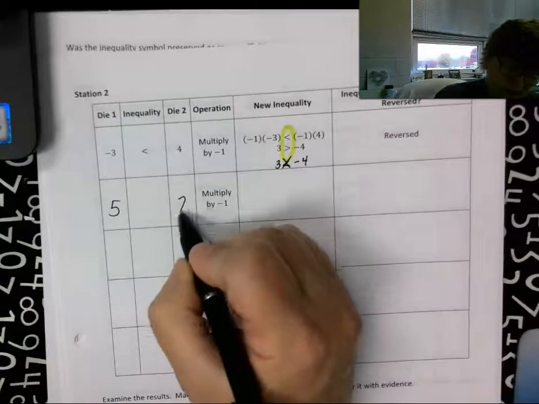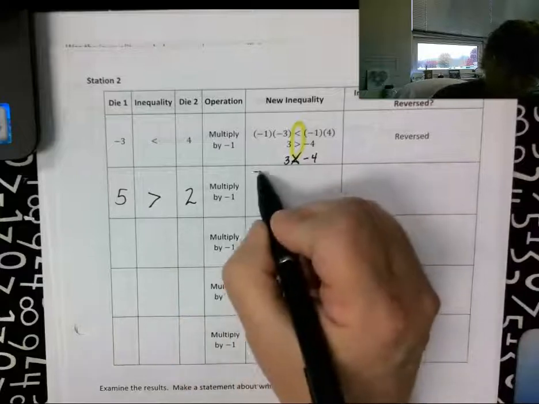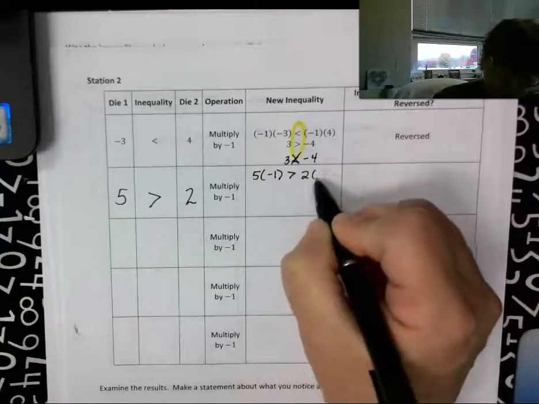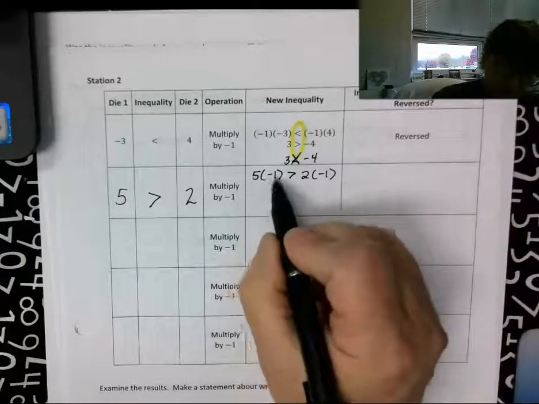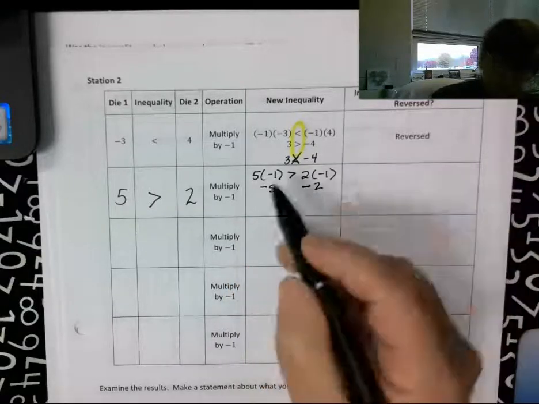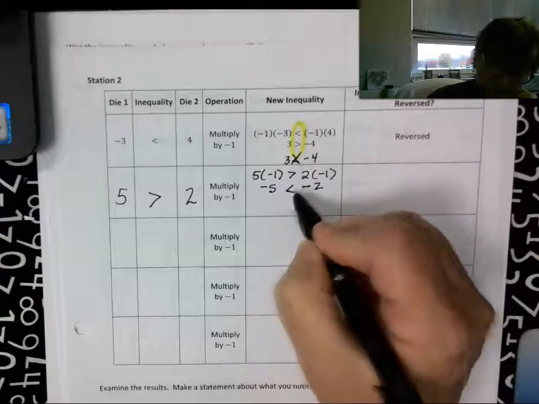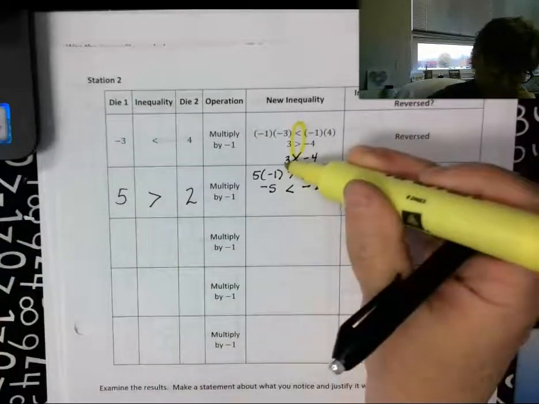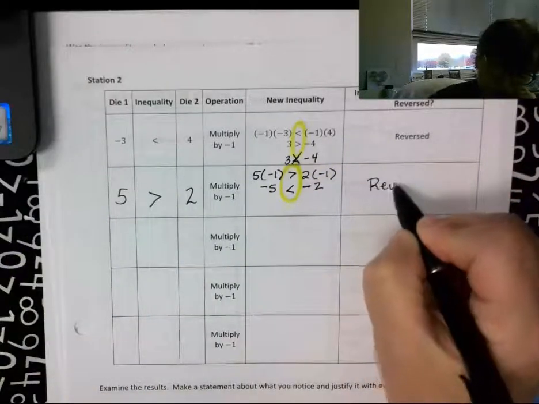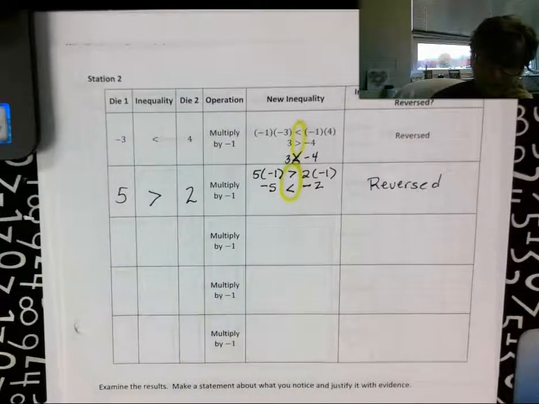5 and 2. First off, 5 is greater than 2. So 5 times -1 is greater than 2 times -1. So -5 and -2. Is -5 greater than -2? It is not. So what are you noticing about your sign? Again, it had to be reversed. Start thinking about making a statement about what you're noticing and what the evidence is proving.